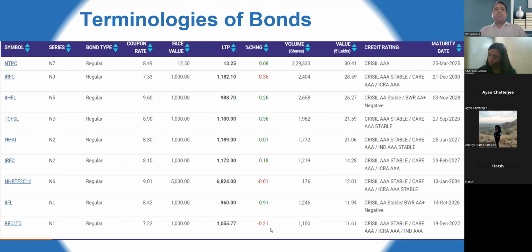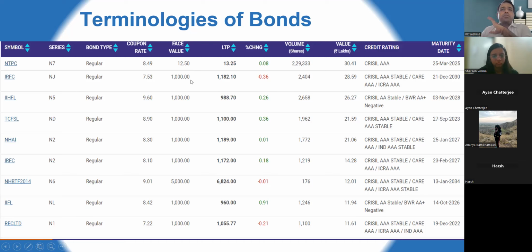This screen is visible to everyone. Yes, sir. So here you can see that NTPC is giving me a coupon rate of 8.49. What does that exactly mean? It will be giving me 8.49% of interest in my account. 8.49% on what? On the face value of the bond. And this will be coming to my account, right? Face value of the bond is how much? 12.50, यानी 12.5 रुपए का ये है.